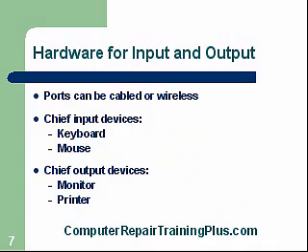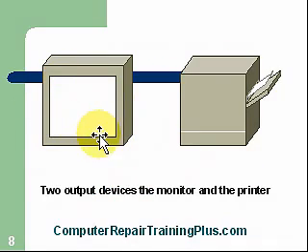Here's an example of a monitor and a printer. These are our two primary output devices. We get information delivered to these. We can read the information on the monitor. We can see it as it's printed on the printer.